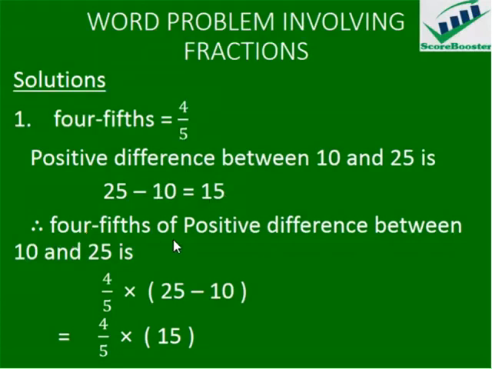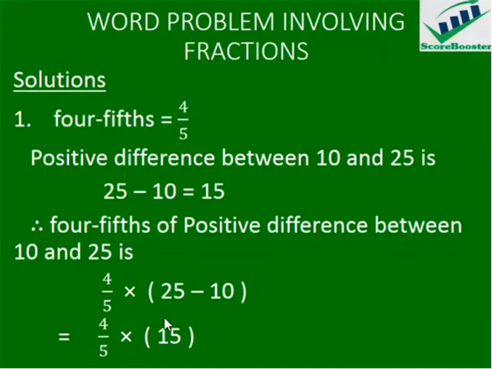So therefore, 4/5 of positive difference between 10 and 25, we now want to write it down. 4/5 is what? 4/5. Of, I told you, is multiplication. Then the positive difference between 10 and 25 is 25 minus 10. So this particular statement is the statement of the problem. That is what that particular question is talking about. This is the numerical of that particular statement in question 1. So now we already know the result for 25 minus 10, which is 15.